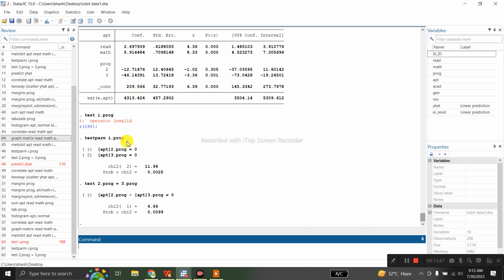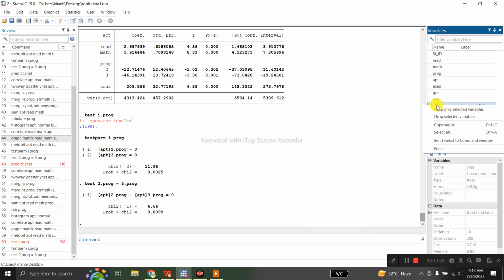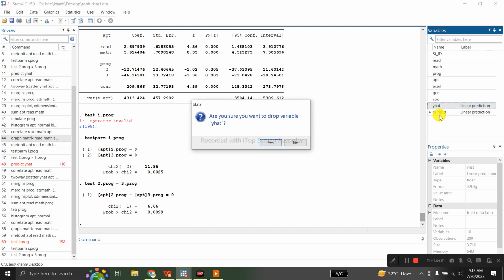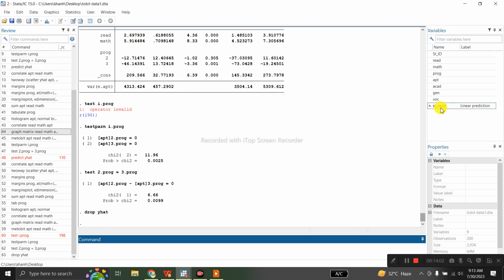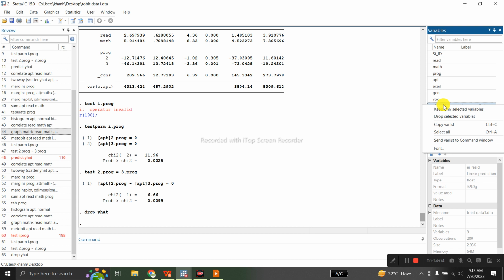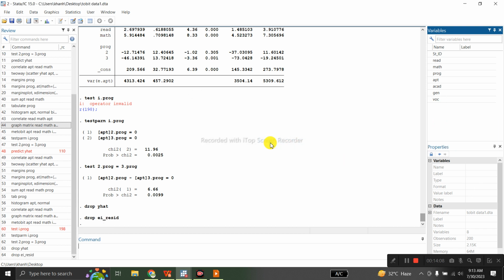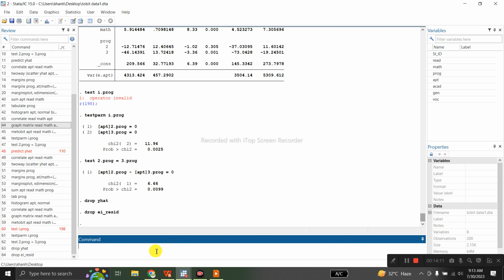After this, I can estimate the residual. I have already done this before. Let me try if I can drop the selected variable. Yes, and let me also drop this variable, which is, now I can predict ei, predict ei, resid.